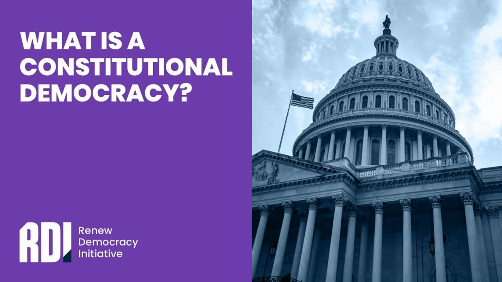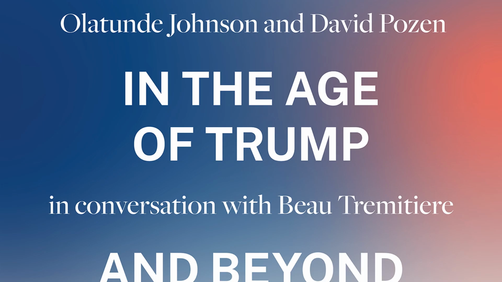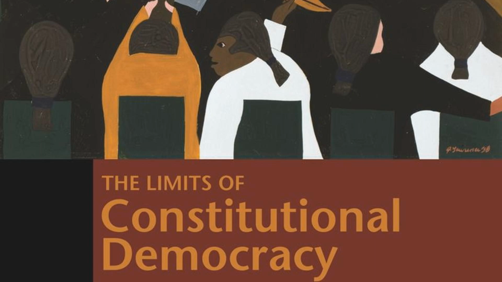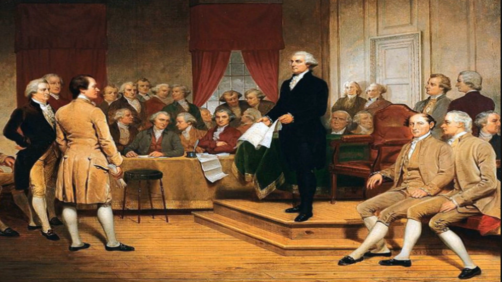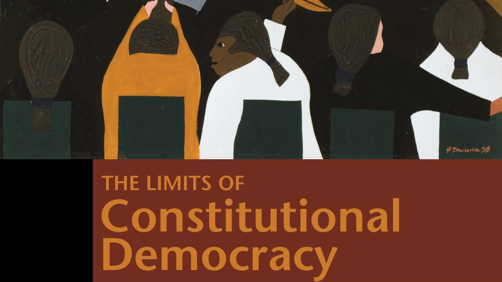In this section, we will explore the definition of constitutional democracy. Constitutional democracy is a form of government in which the powers and limitations of the government are defined and protected by a constitution. It provides a framework that outlines the structure of government, the division of powers, and the rights and freedoms of individuals. In a constitutional democracy, the Constitution serves as the supreme law, and all branches of government, including the executive, legislative, and judicial branches, operate within the constraints set by the Constitution. This system ensures that the government operates within the bounds of law and aims to protect the rights and liberties of its citizens.